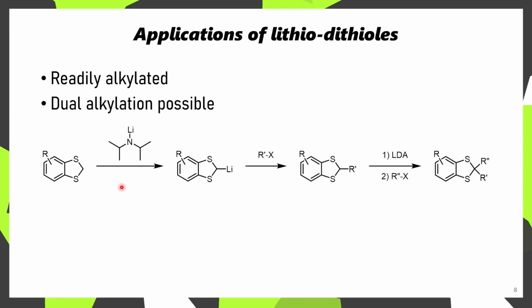In addition, if you wanted to do double alkylation, you could lithiate this once, add in an electrophile such as bromomethane or iodomethane. This would add a methyl group here. And then if you lithiate it a second time, you can then add in a second electrophile, and then you have your typical Corey dithiane type synthesis.